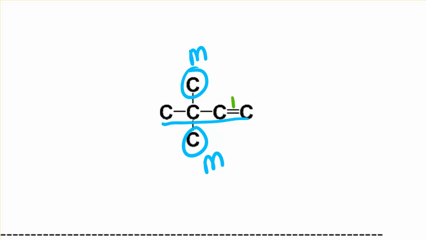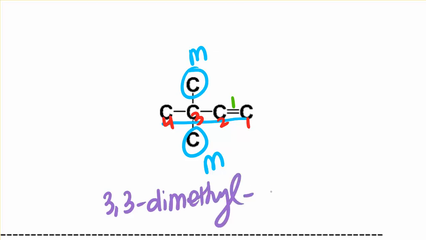This is bond 1. So I'm numbering from this end for my carbons as well. So this is 3,3-dimethyl. And then the last name includes the number 1, bute for 4 carbons, ene because it has a double bond.